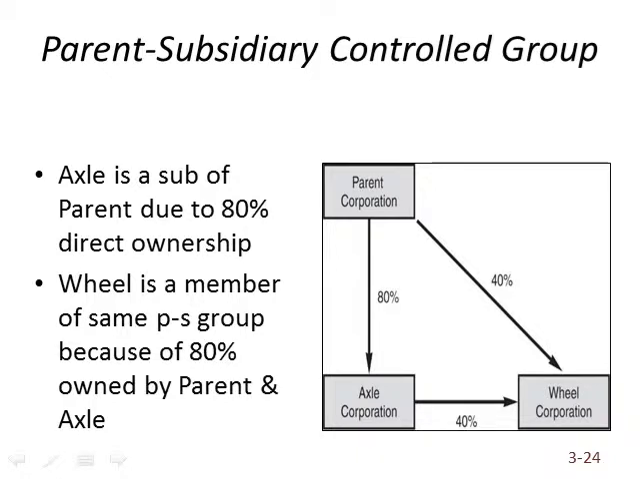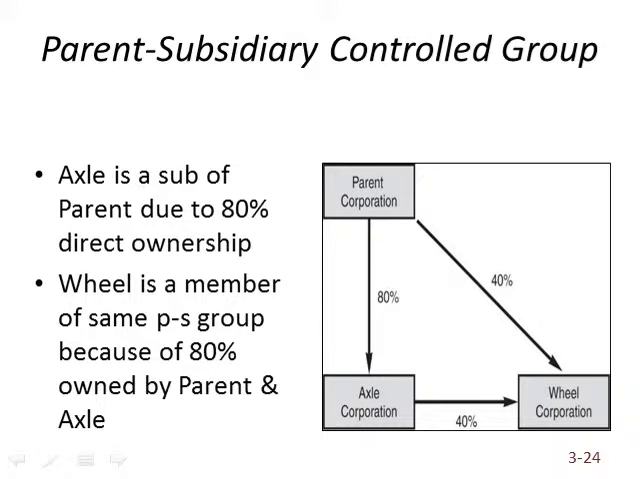And so in this example, we see that parent corporation owns 80% of Axle Corporation and 40% of Wheel Corporation. Axle Corporation owns 40% of Wheel Corporation. So in this example, Axle is the subsidiary of the parent corporation due to the 80% direct ownership, and Wheel is a member of the same parent-subsidiary group because of the 80% combined ownership by both parent and Axle.